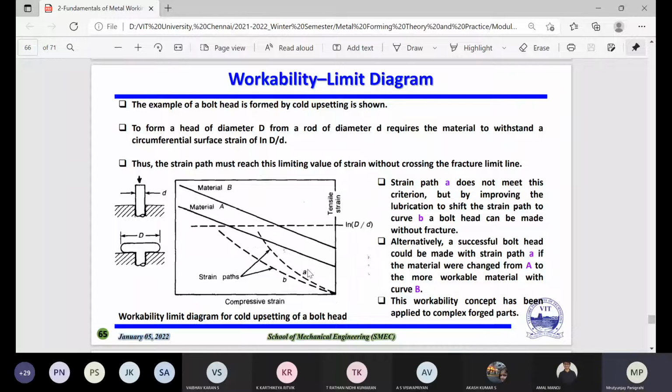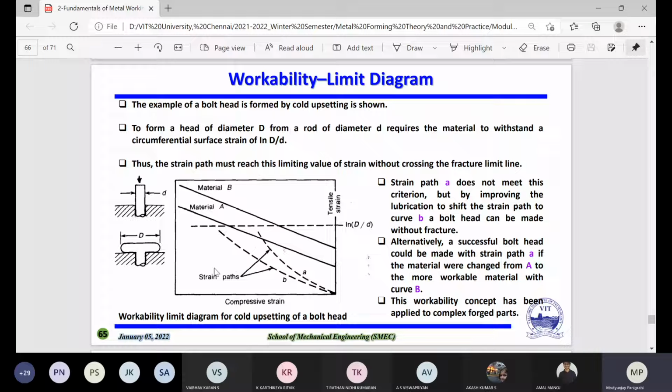Okay. So what I'm telling, for example, you have material A here, because what is our target? Our target is you have a sample of diameter small d, and you want to make the diameter of capital D here. You have a small rod, but you want to make it diameter D. This is the main aim.